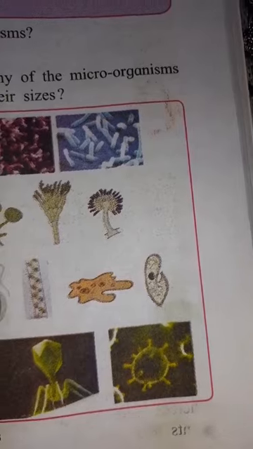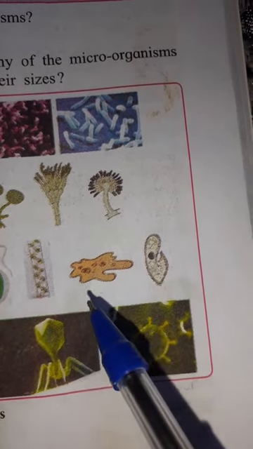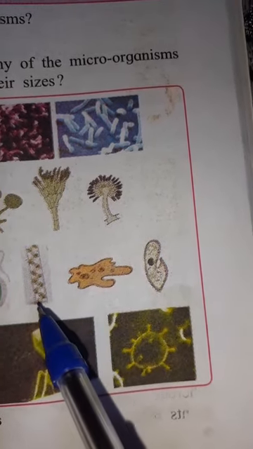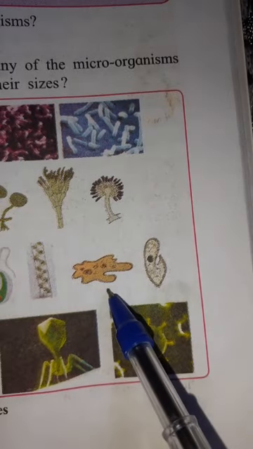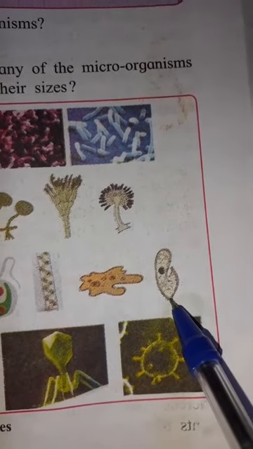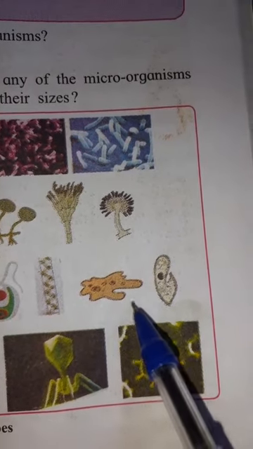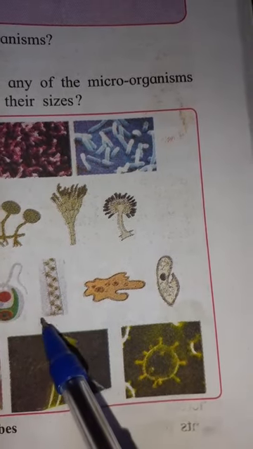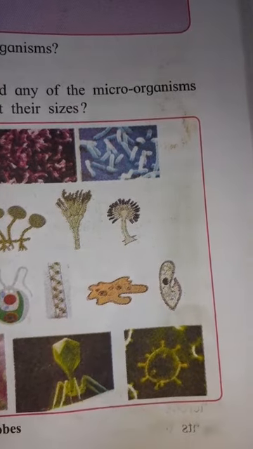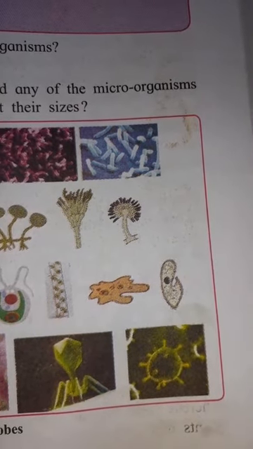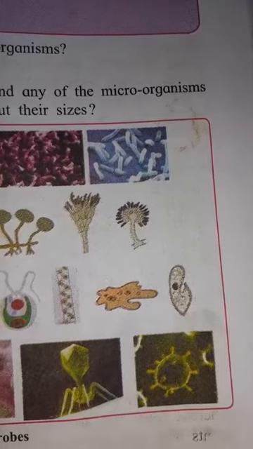Another example of unicellular organism, prokaryotic organism, is Spirogyra, amoeba and paramecium. You all have studied this. I'm just trying to recall things. So this paramecium, amoeba, Spirogyra and bacteria, they are examples of prokaryotic and unicellular organisms.